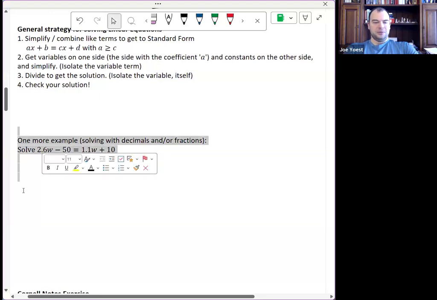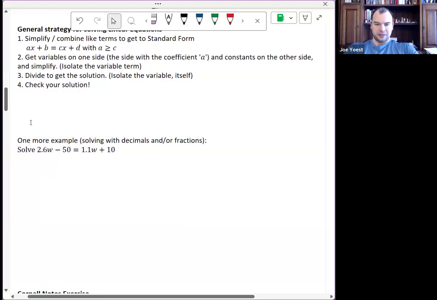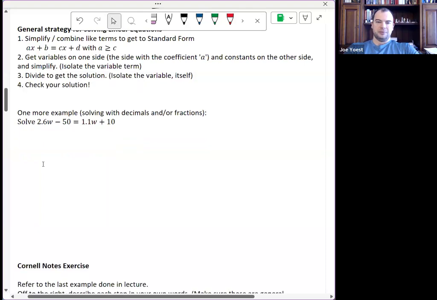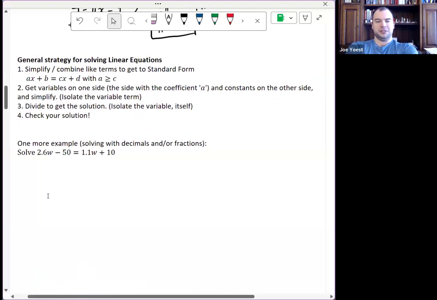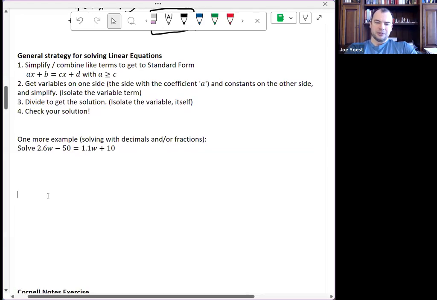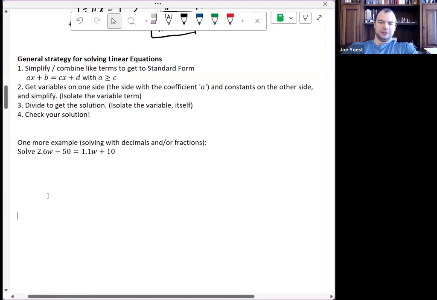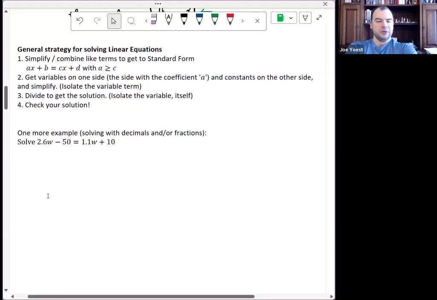Okay, let's look at one more example here. And let me move this up a little closer to the general strategy here. So what if we have decimals or fractions involved? Well, there are some shortcuts we can take that we'll see later on, but we can take essentially the same approach.